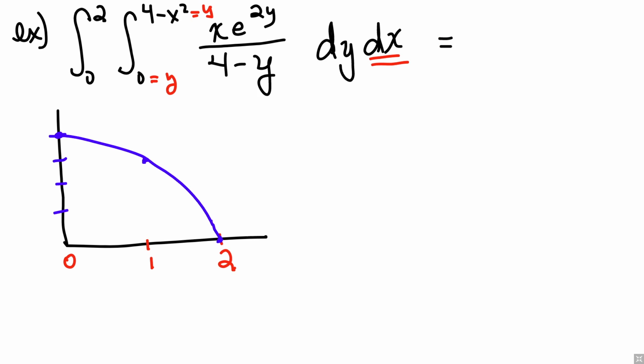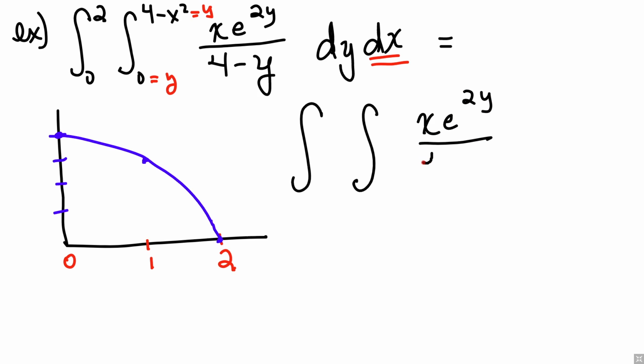So now let's write the equivalent. We're going to have our double integral. We're going to keep the function as is. Now we're going to switch the order of integration. Let's start on the outside. It's y. So based on the graph, what are your values on y? 0 to 4. So 0 to 4 goes here.